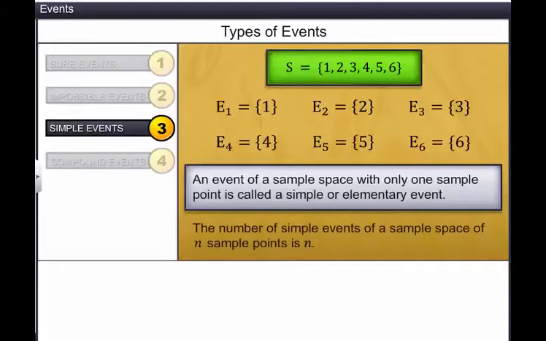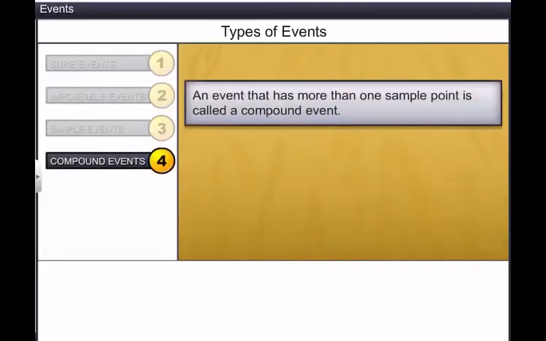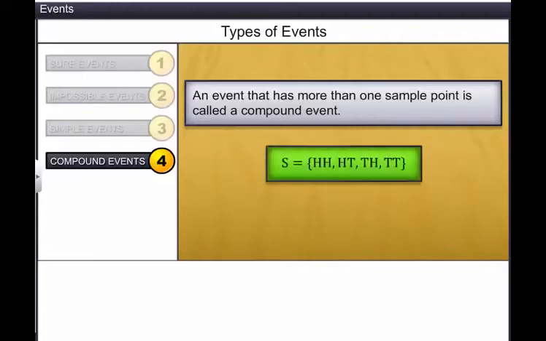An event that has more than one sample point is called a compound event. Let's consider the sample space of an experiment of tossing two coins. Events E1 and E2 associated with sample space S are shown. Both the events have more than one sample point. Therefore, the events are compound events.